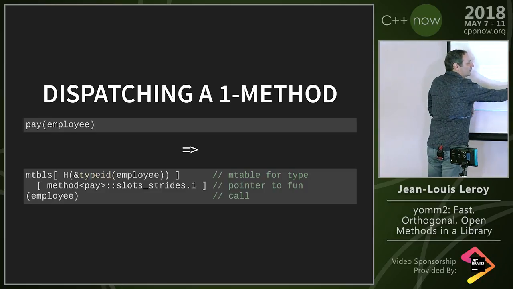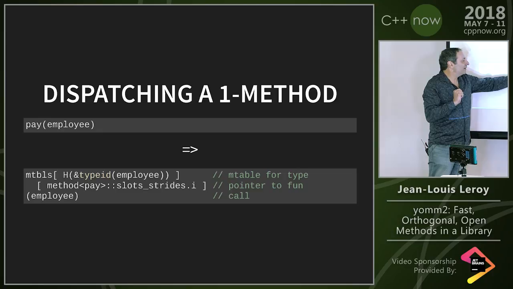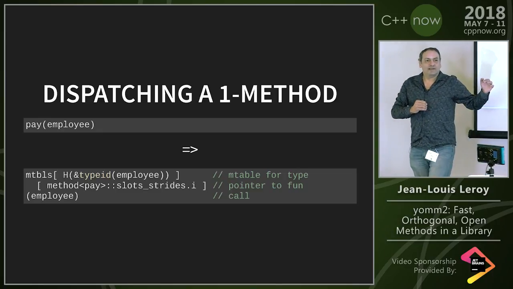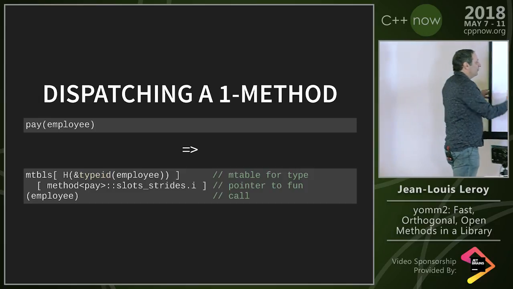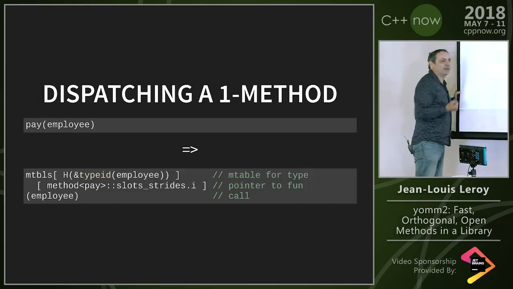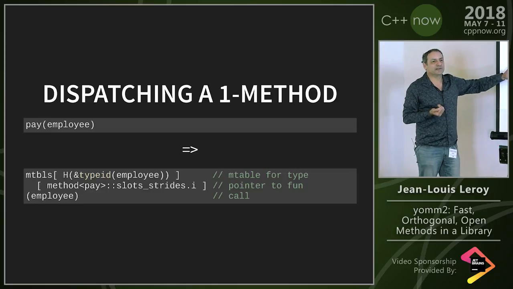Now we read the value at the position allocated to pay. And there it is. We have the function we need to call. So we call the function. Right, so it's very simple.